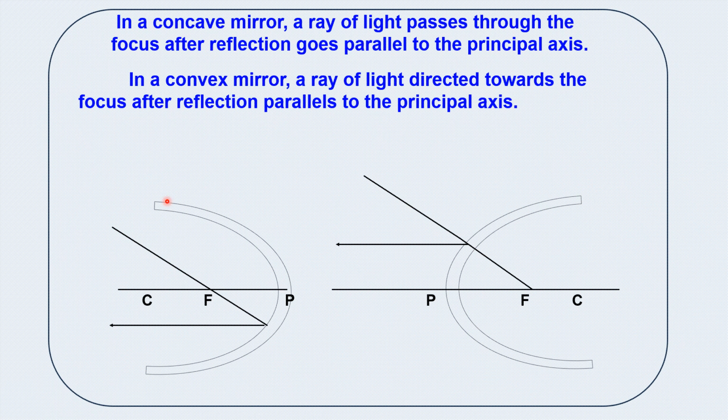In a concave mirror, when a ray of light passes through the focus, after reflection it goes parallel to the principal axis. When we consider the convex mirror, the ray of light directed towards the focus, after reflection, is also parallel to the principal axis.